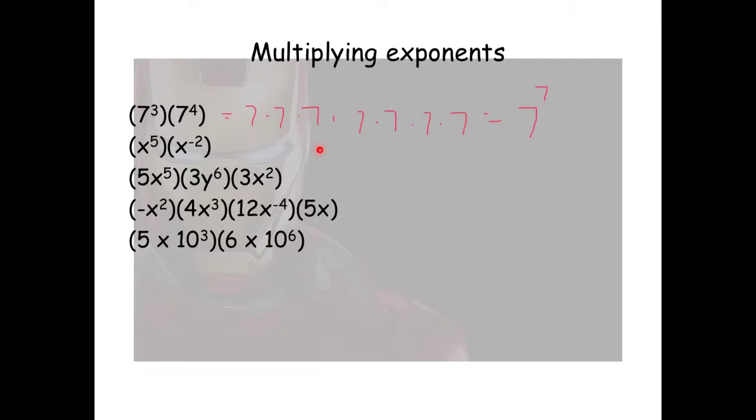We don't have to write it out in this long format. Like for instance, the second example, now we're dealing with variables, but are the bases the same? I see x and x, so yes, the bases are the same. So we keep the base, add the exponents. We have a 5 and a negative 2. Got to remember your integer rules. 5 plus negative 2, the signs are not the same, so we have to subtract. 5 minus 2 is 3. So the answer when we multiply this is x to the third power.